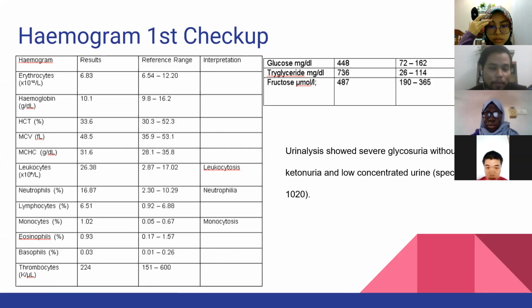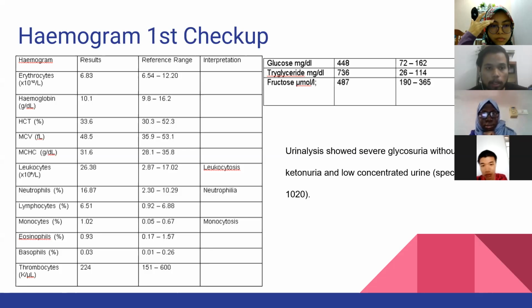Okay, from the hemogram for the first checkup, as you can see, the leukocyte number is slightly increased, which indicates leukocytosis, which could be due to inflammation or infections. We can also see neutrophilia, which can also indicate toxic changes or left shift. It may be due to inflammation or infections also. We can also see monocytosis that could also be from infections.